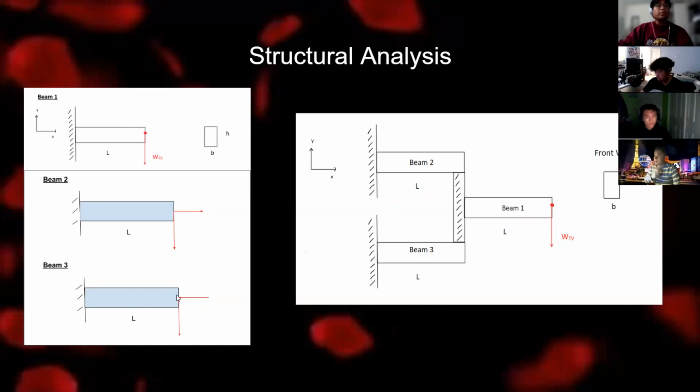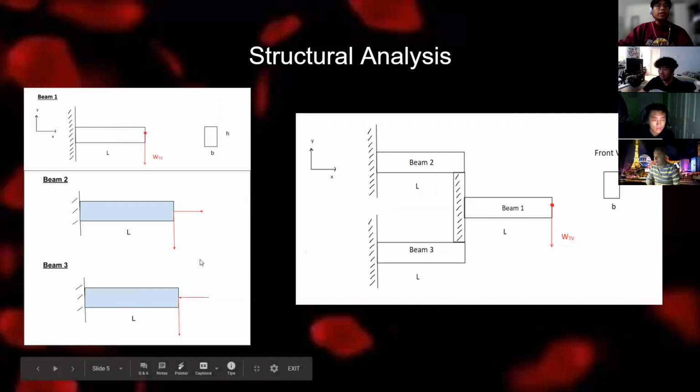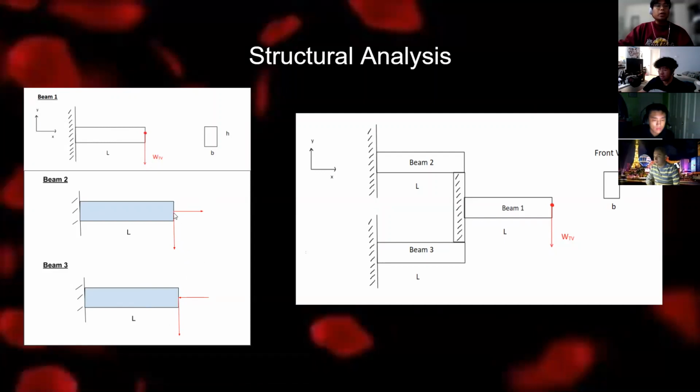For beam number 2 and beam number 3, we will be splitting the downward force into two, as shown in the downward forces right here, and also adding in axial forces for beam 2 and beam 3 to signify when the TV is at a tilt, so that the force is at an angle and causing the axial strain.